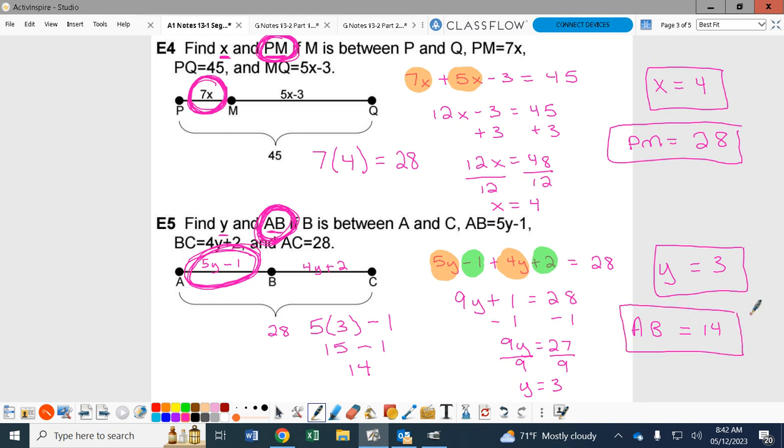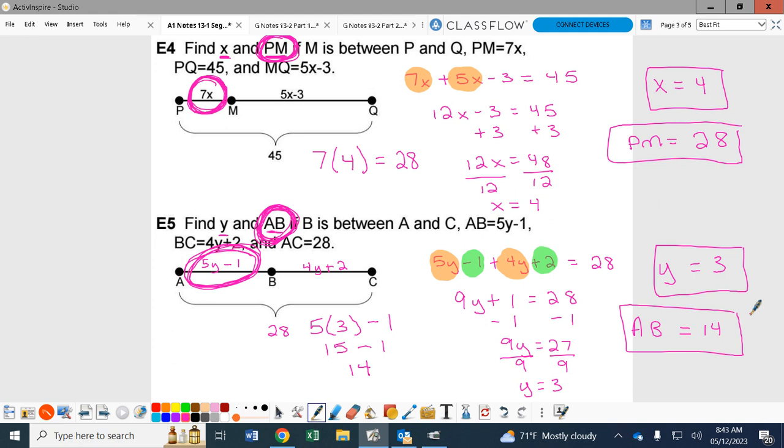Questions, concerns, anything about that before we move on to the other part of the notes today? It's a very similar topic, but it applies it in a different way. Anybody still ready? I don't want to get ahead of anybody.